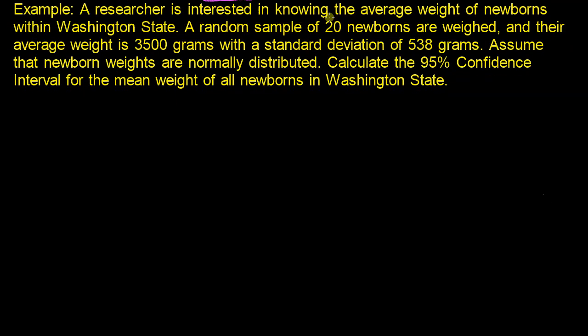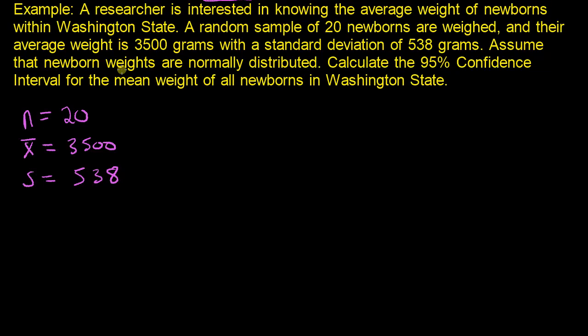A researcher is interested in knowing the average weight of newborns within Washington state. A random sample of 20 newborns are weighed. Their average weight is 3,500 grams with a standard deviation of 538 grams. This is the sample standard deviation because they're talking about the sample in this sentence. This is a random sample of 20 newborns, this is their sample average, and this is their sample standard deviation. So let's write down this information as I'm reading it. N equals 20, X bar, the sample average, is 3,500 grams, and S, the sample standard deviation, is 538.